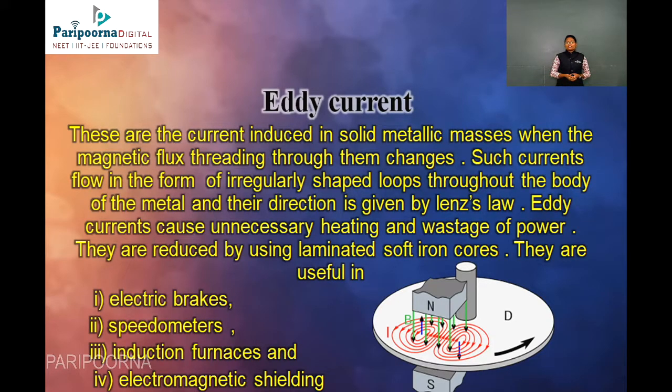And here comes eddy current. Have you heard this word, eddy current? This is the current induced in solid metallic masses when the magnetic flux threading through them changes. Such currents flow in the form of irregularly shaped loops throughout the body of the metal and their direction is given by Lenz's law. Eddy currents cause unnecessary heating and wastage of power, which can be reduced by using laminated soft iron cores. The uses of eddy current are in electric brakes, speedometers, induction furnaces, and electromagnetic shielding.